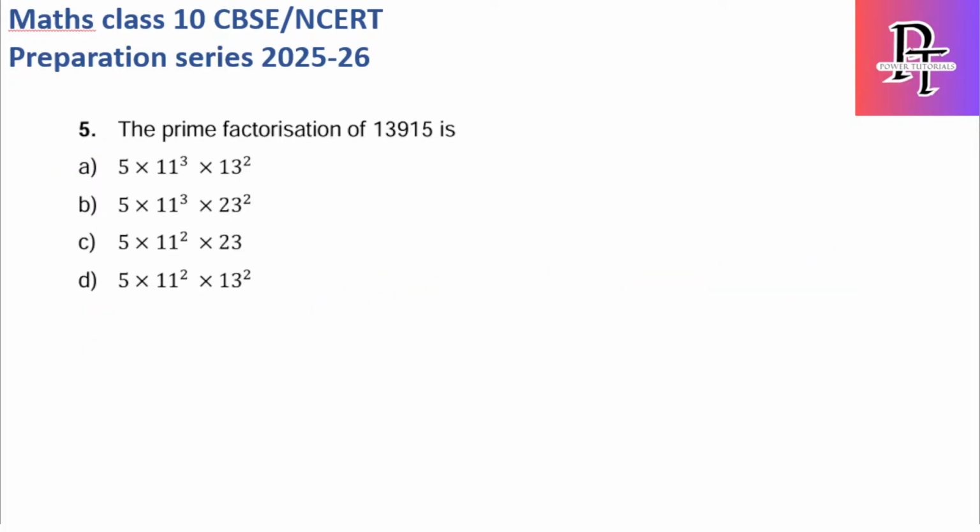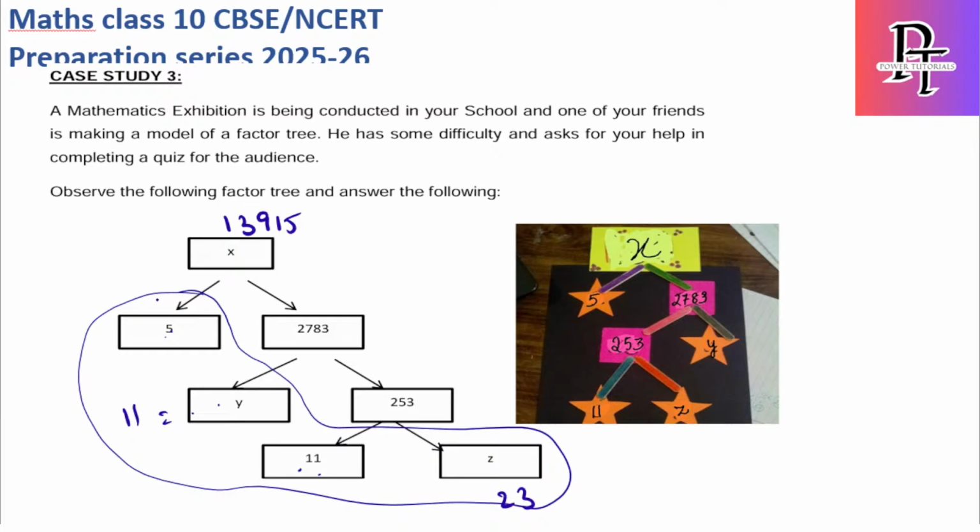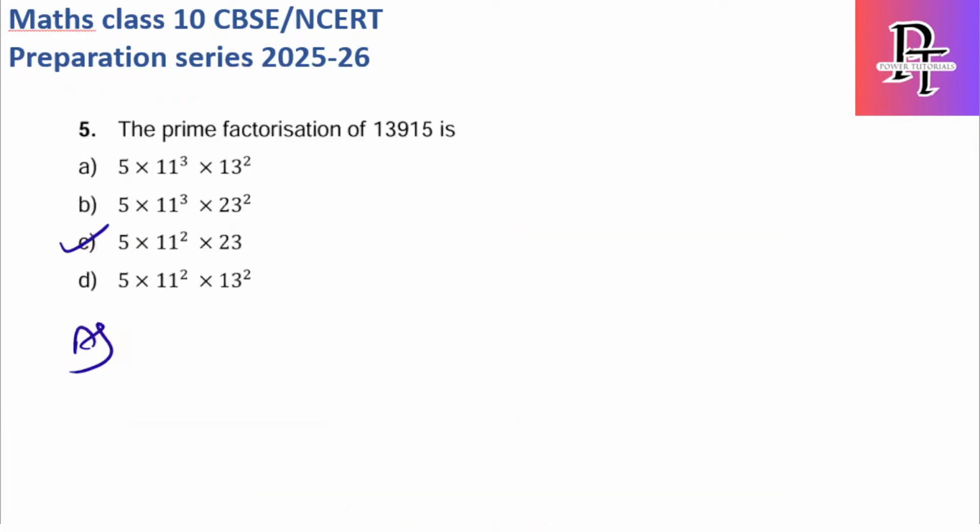What about the last one? So simply we know it is 5 into 11 into 11 into 23, which is C, the right answer. Okay, why? Because I'll show it here: 5 into 11 into 11 into 23. All of these are the prime factors of 13985. Hence the last value is 5 into 11 square into 23.